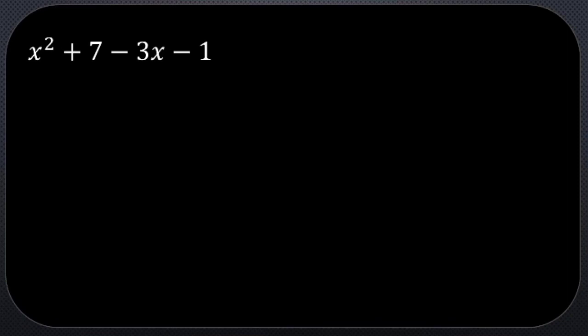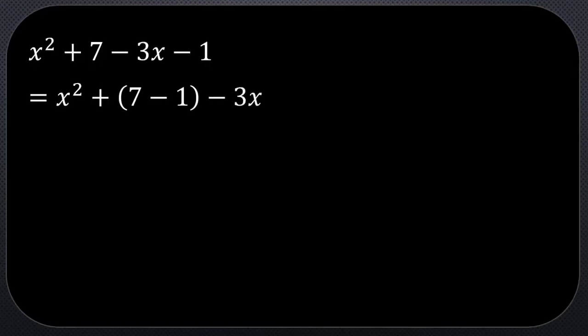To simplify this expression, we need to look out for like terms. X squared has no like terms, so we write it and move on to the next term. The next term is 7, and it has one like term, that is, -1, so we can combine them as one term. Now we write the remaining term, that is, minus 3x. 7 minus 1 equals 6, so we get x squared plus 6 minus 3x.